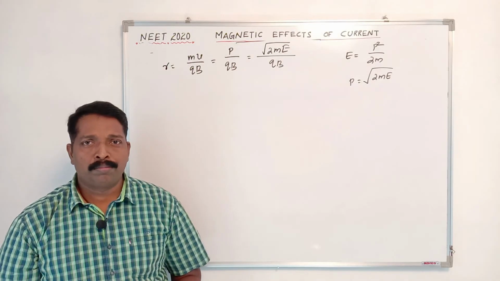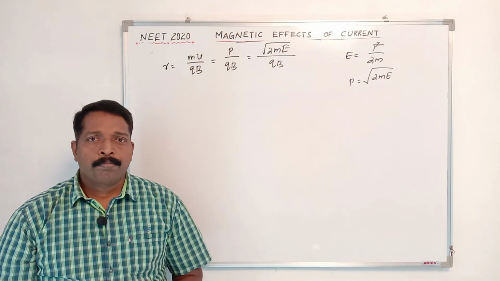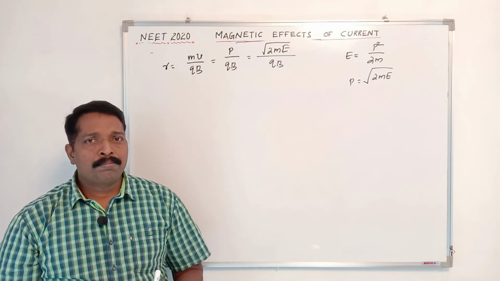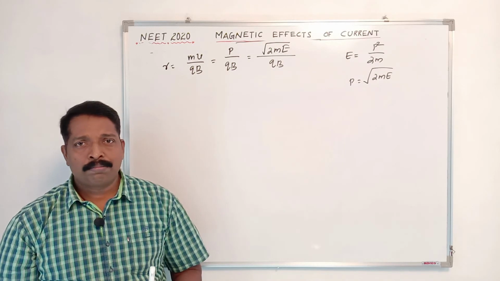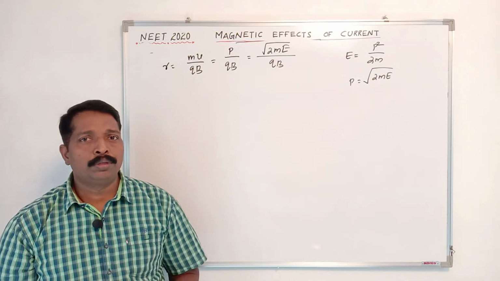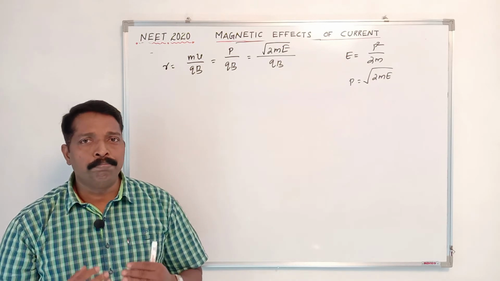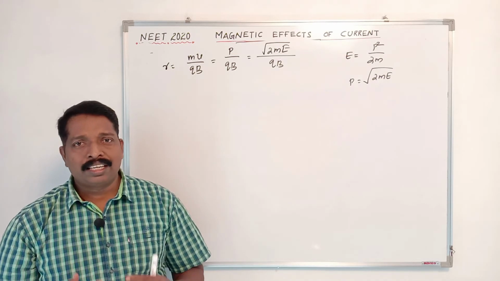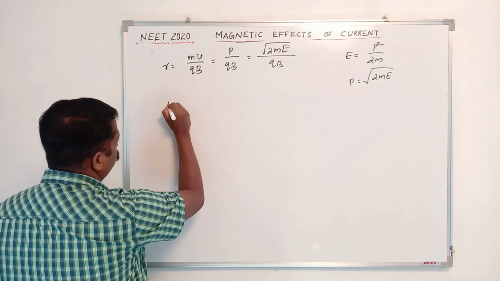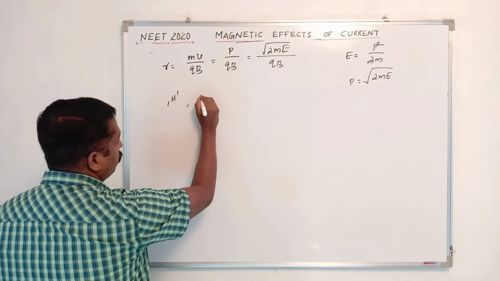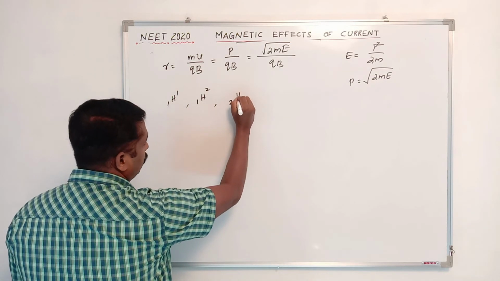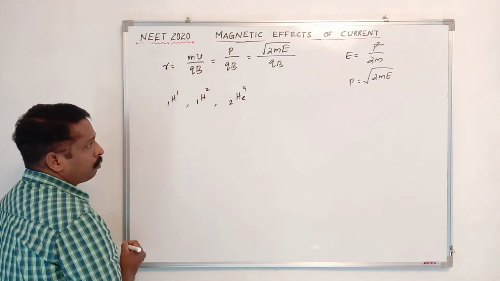Let us solve a problem from this session. Three particles, a proton, a deuteron and an alpha particle, are simultaneously projected with the same kinetic energy at right angles to a uniform magnetic field B. Then what is the ratio of the radii? The proton is 1H1, the deuteron is 1H2, and the alpha particle is 2He4. So these particles are projected.